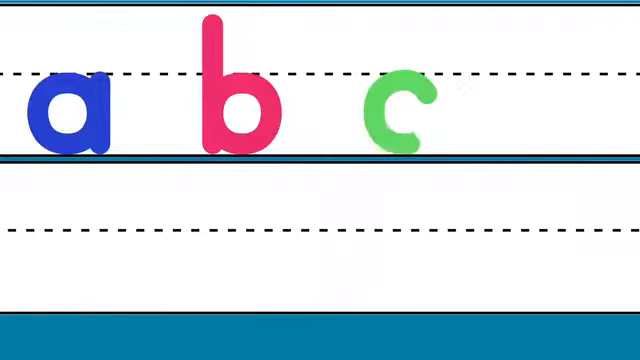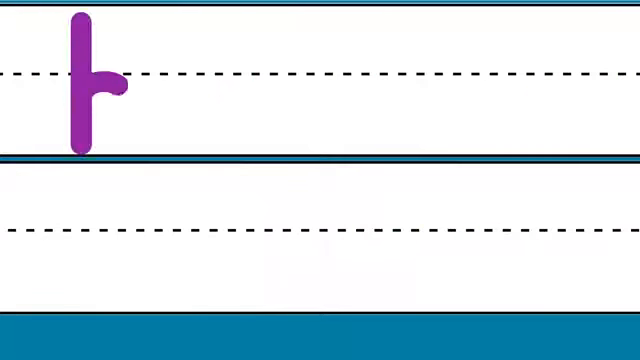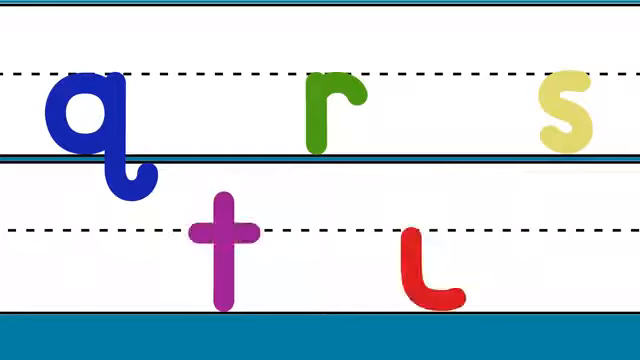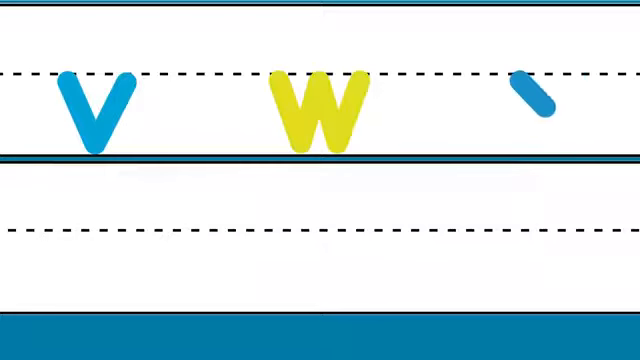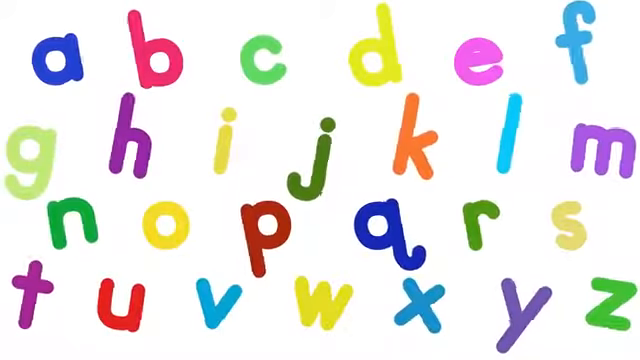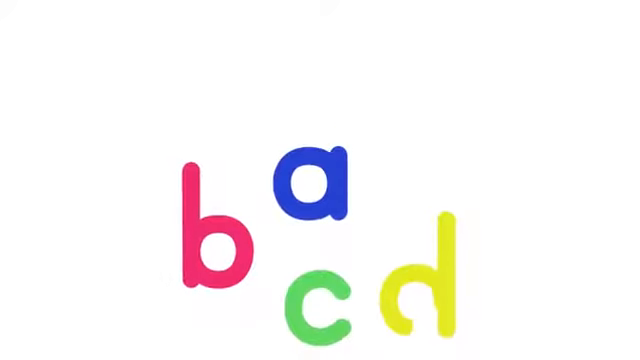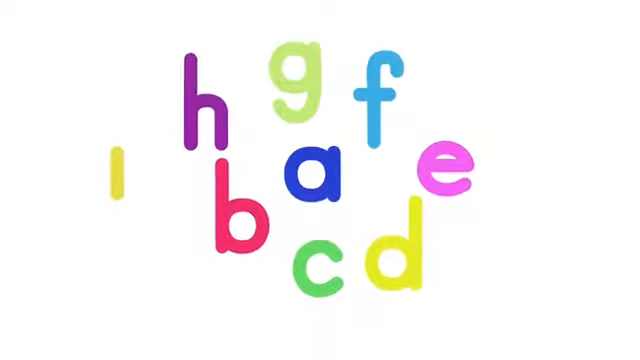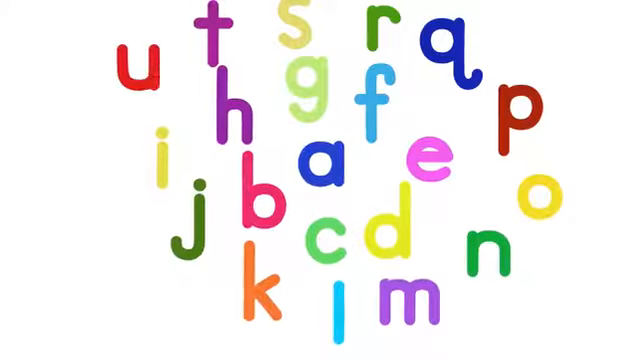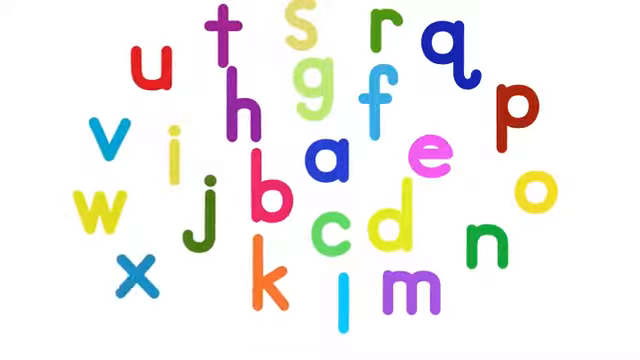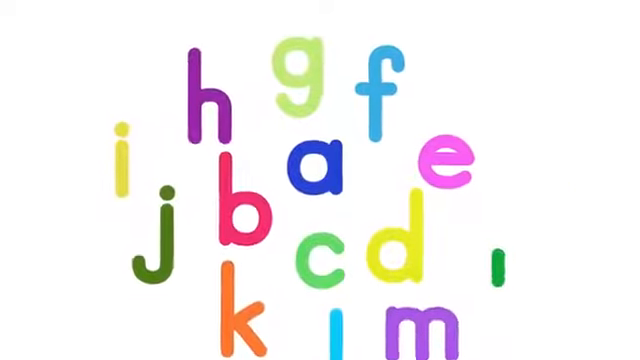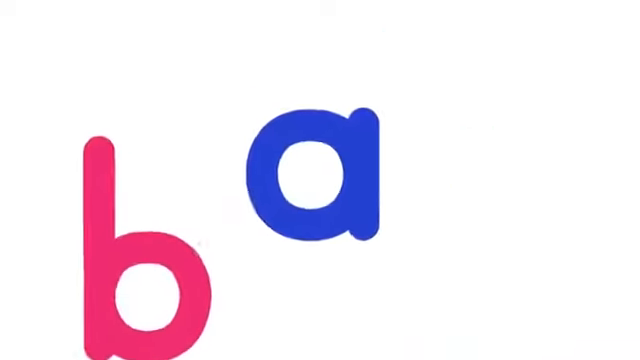A, B, C, D, E, F, G, H, I, J, K, L, M, N, O, P, Q, R, S, T, U, V, W, X, Y, and Z. A, B, C, D, E, F, G, H, I, J, K, L, M, N, O, P, Q, R, S, T, U, V, W, X, Y, and Z. Now I know my ABCs. Next time, won't you sing with me?